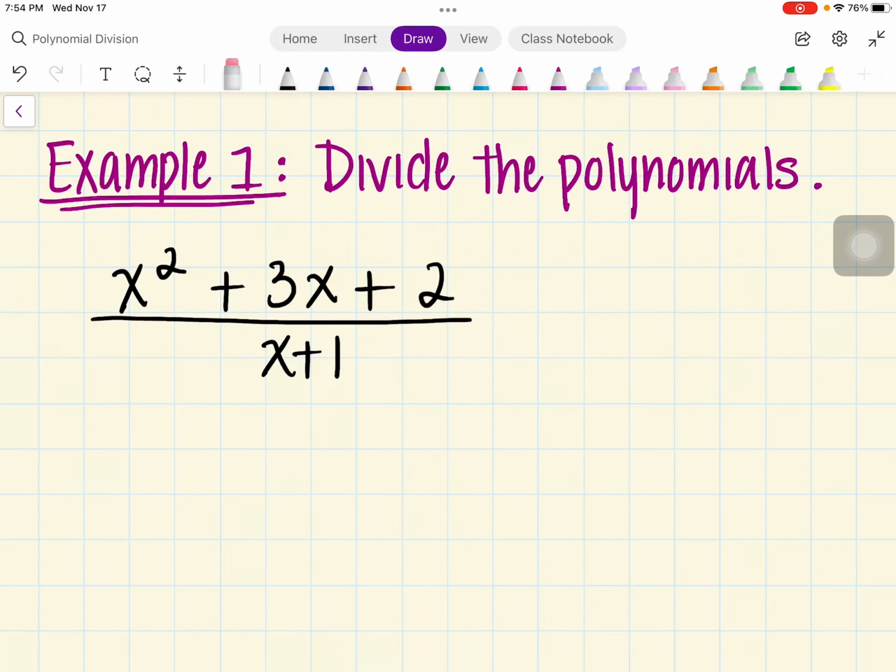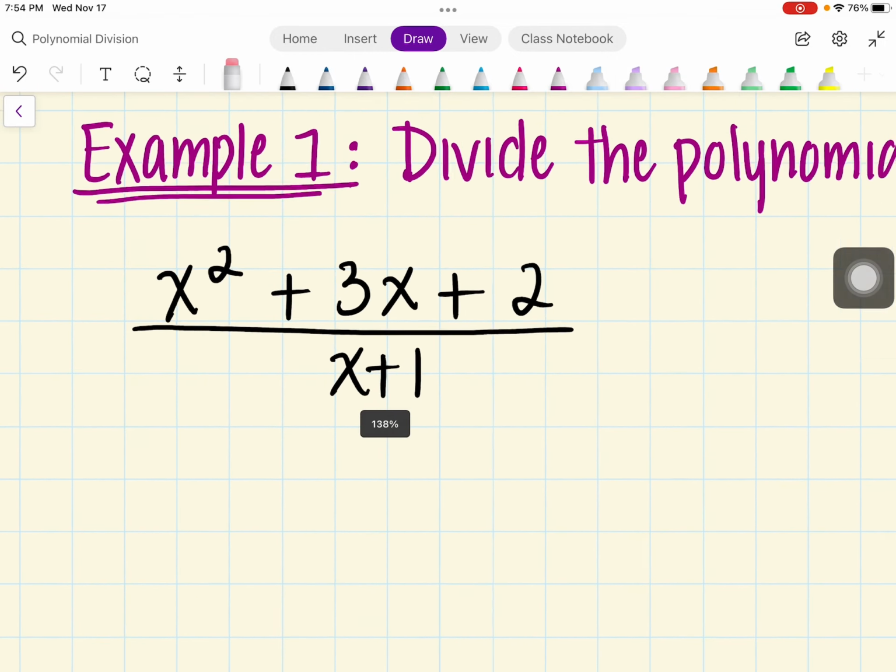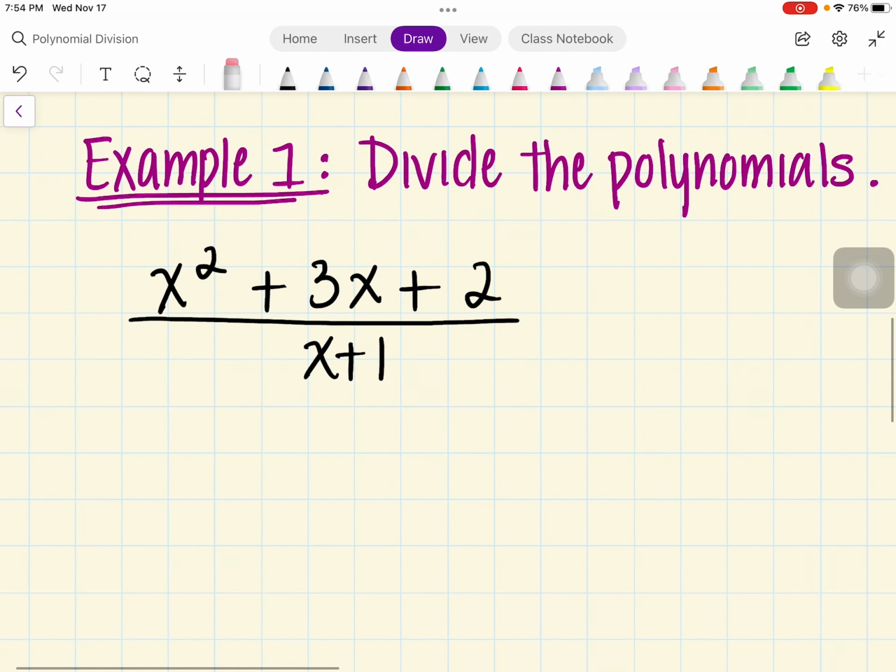Alright, you guys, so let's go ahead and get started here. We are going to be dividing our linear expressions, in this case, into quadratic expressions. So we have the linear into the quadratic. Now, in this case, guys, there are two different ways we can do this, but the way that I prefer to do it is using long division.